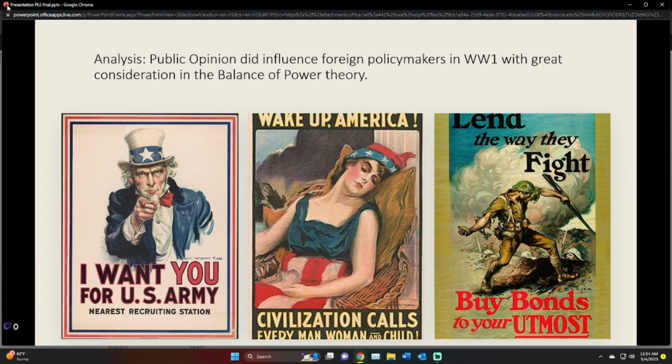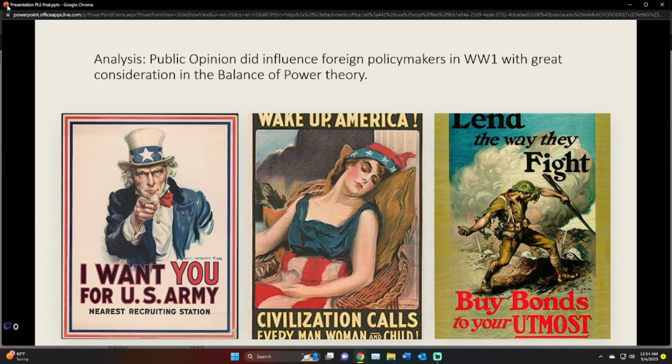Public opinion did influence foreign policymakers in World War I, with great consideration in the balance of power theory. However, public opinion was influenced by events more so than decisions. As you can see, whether intentionally or not, the public knew they did not want either the Central Powers nor the Allied powers to become too powerful. Whether one side winning the war will actually lead to total dominance is up in the air, but the implied fear was enough for the public to support the war effort.